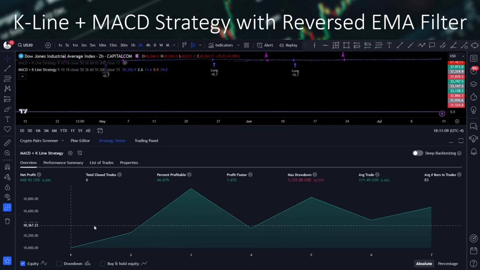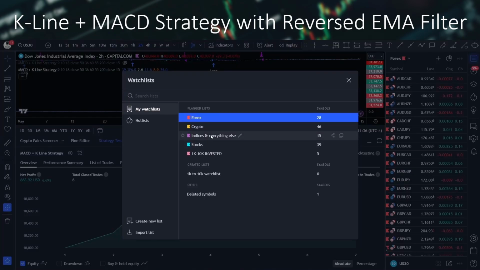And as you can see, after the optimization date, the first 4 months were actually profitable, but the net profit to max drawdown ratio is not that great. We get a 6.69% net profit with 1.6 profit factor, but with 12% maximum drawdown. Let's see the other indexes.